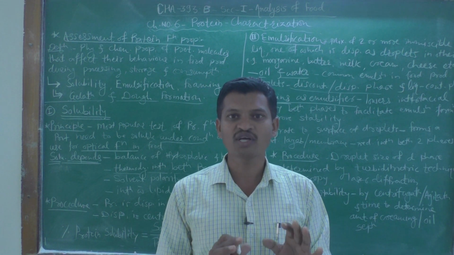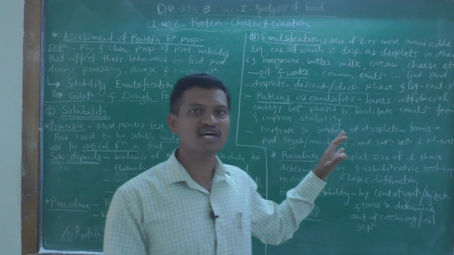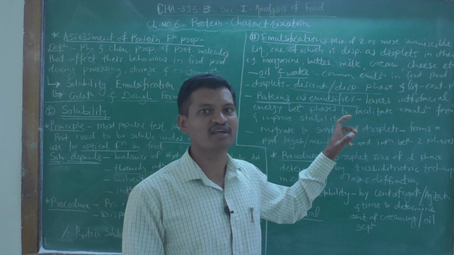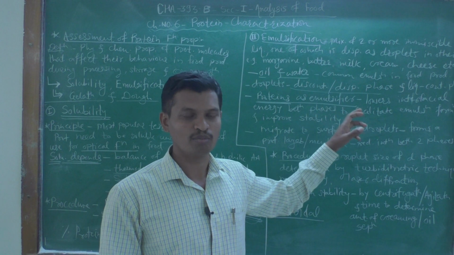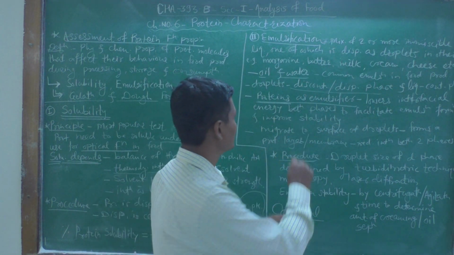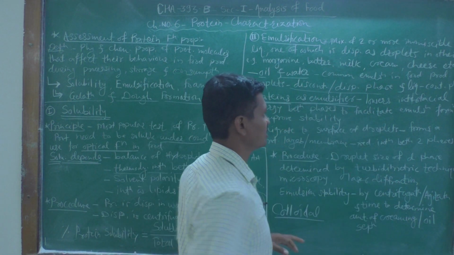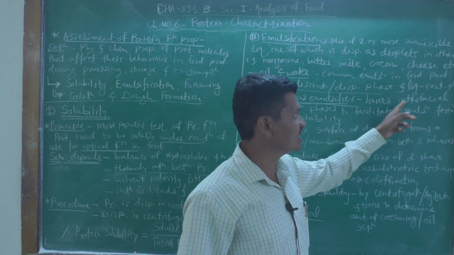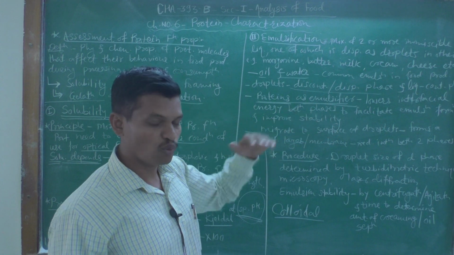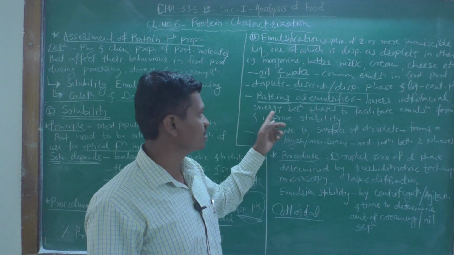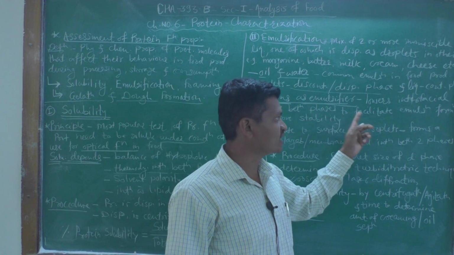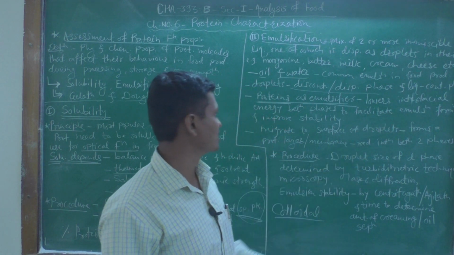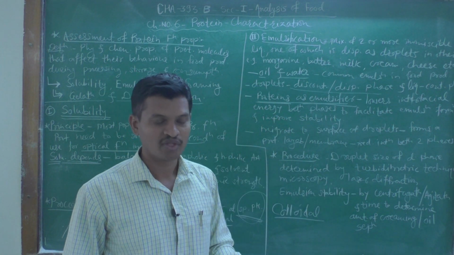And why are we studying it here? Because our proteins are acting as emulsifiers in milk and bakery products. Okay, so proteins as emulsifiers. Why or how are they acting as emulsifiers? They lower the interfacial energy between phases to facilitate emulsion formation and improve stability.